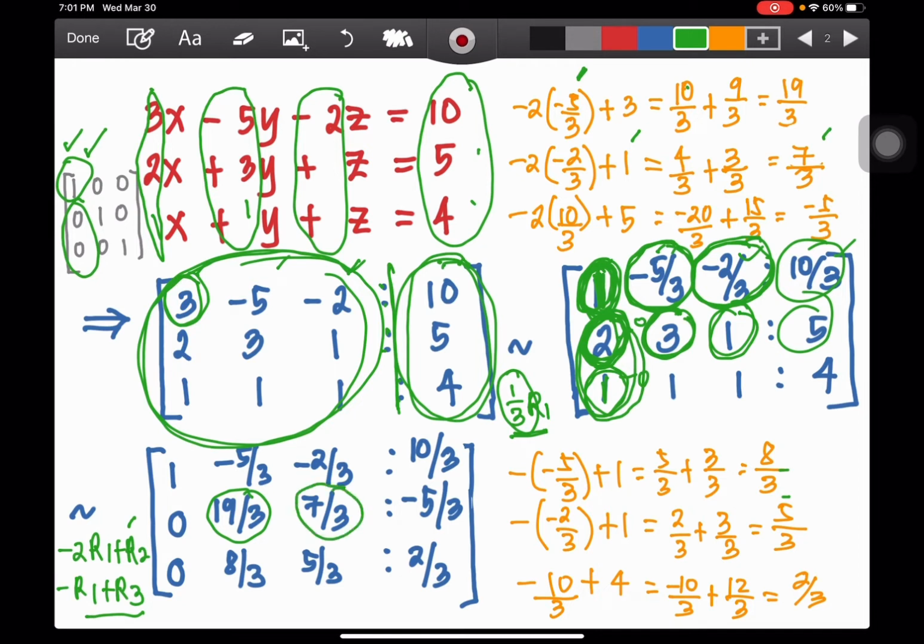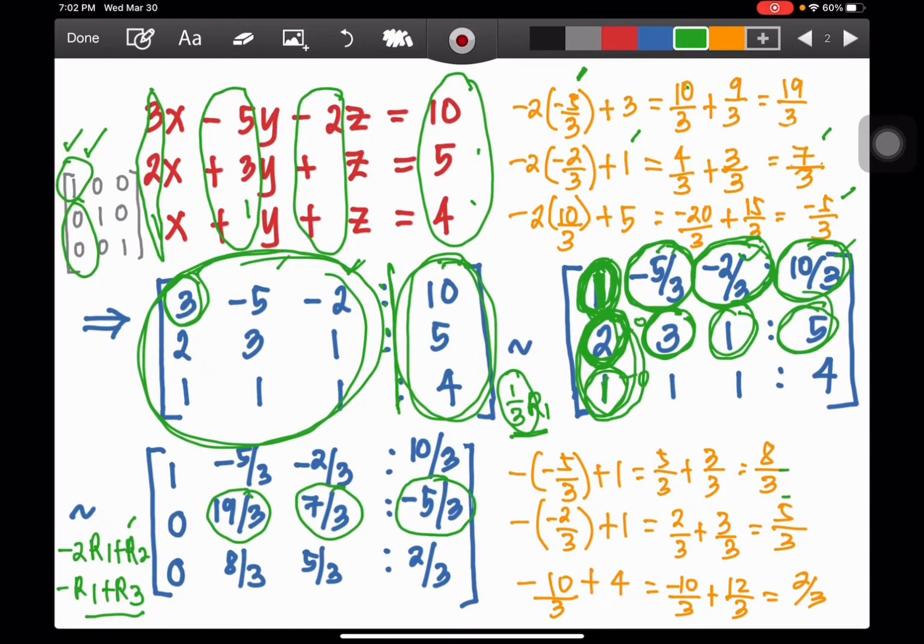Okay, then the next thing that you're going to do is multiply again negative 2 by 10 over 3, then plus 5. So negative 2 times 10 is negative 20 over 3, then 3 times 5 is 15, so you have 15 over 3. Negative 20 plus 15 is negative 5 over 3. So that's the value here.